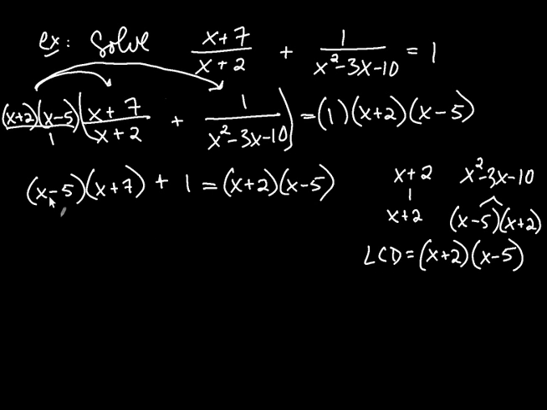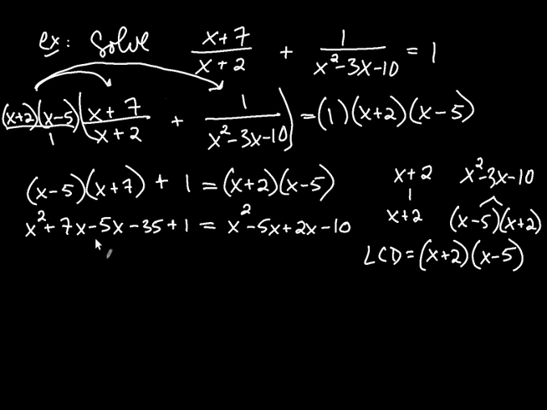Okay, so multiplying out, x times x, we're going to get x squared. And then I'm going to get plus 7x minus 5x minus 35. And then plus 1, don't forget that right there. And on the right-hand side, it's going to be x squared minus 5x plus 2x minus 10. And now I combine like terms on the left. So I've got x squared plus 2x minus 34 is equal to x squared minus 3x minus 10.